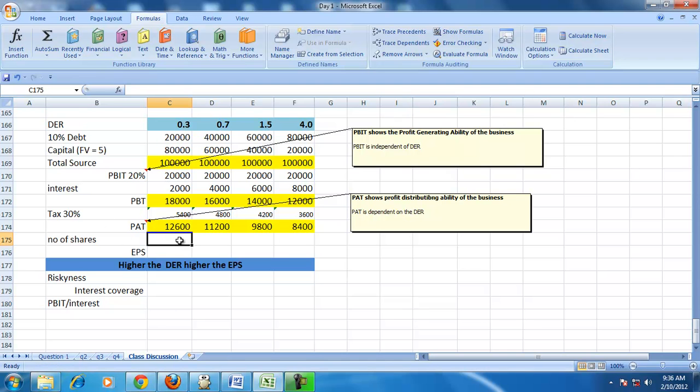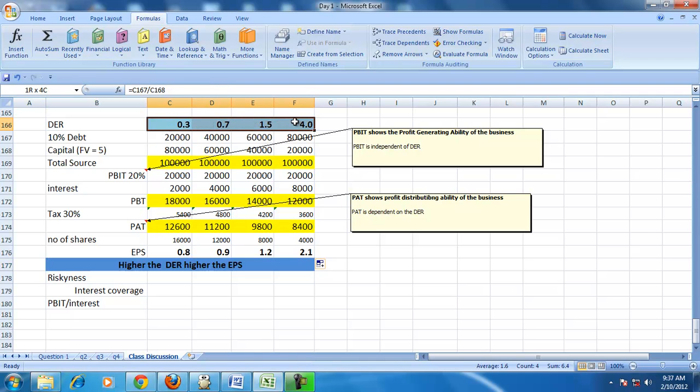One of the other variations of the profit generating ability is reflected by earning per share. And earning per share is PAT divided by the number of shares. So earning per share in the first case is 0.8, and with a change in the debt equity ratio it increases from 0.8 to 2.1. So EPS also changes with the DER. In this case, the higher the DER, the higher is the EPS.